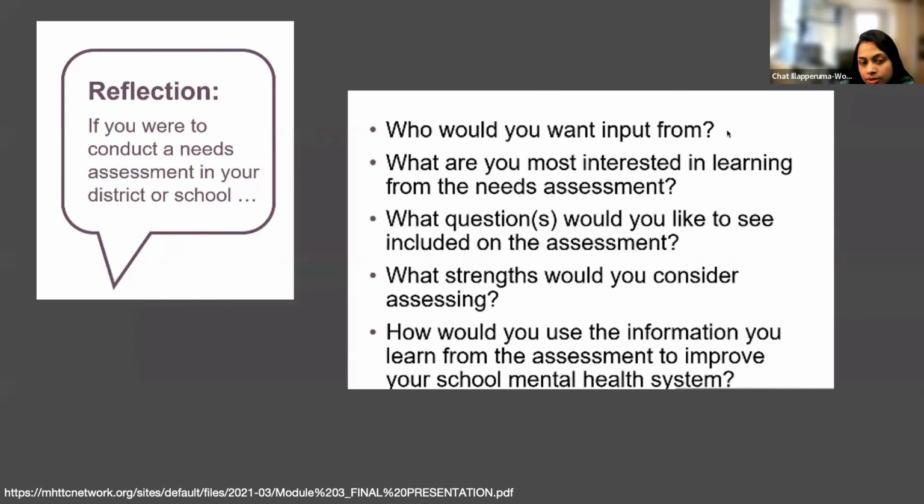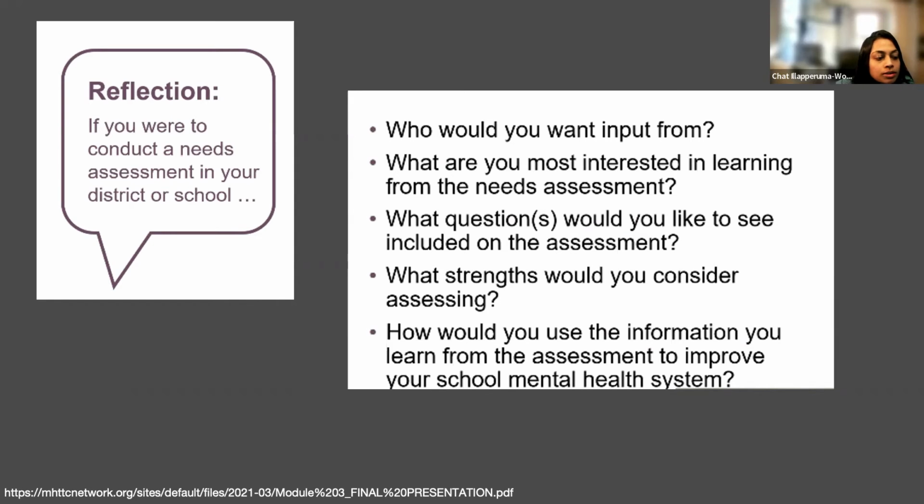Again, who do you want in your needs assessment team? Who do you want joining this work? What are you most interested in learning from the needs assessment? For example, are you interested in learning what needs are not met? Or are you interested in learning how to improve existing resources to fit the needs? What questions would you like to see included on the assessment? So again, as a team, what are some things that you want to know about your school, about your families and what they're experiencing?